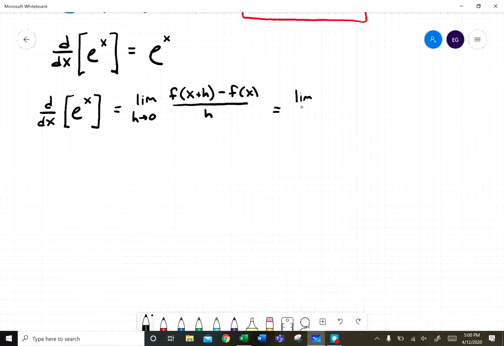So that's the limit as h approaches 0 of e to the x plus h minus e to the x, all divided by h. Now, the limit is as h approaches 0, so the limit doesn't affect x. So let's see if we can pull that x out.